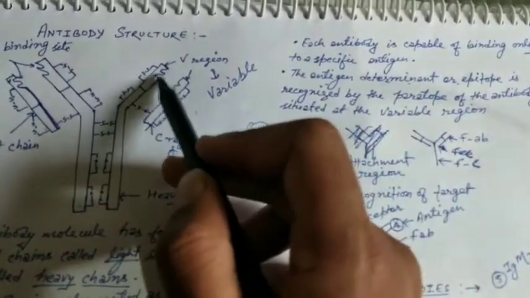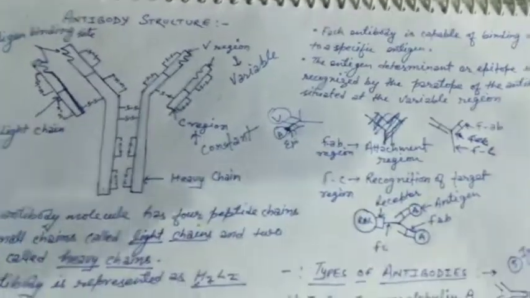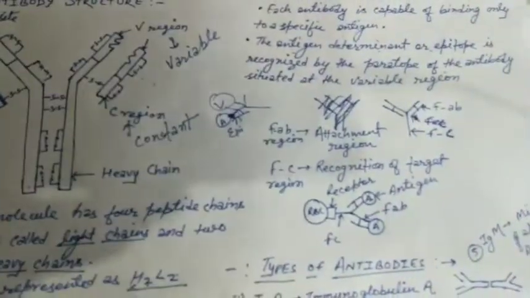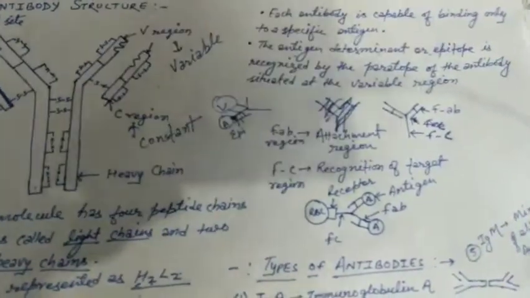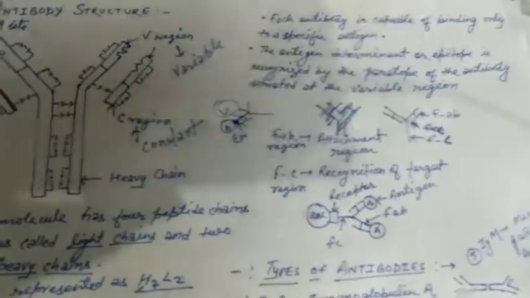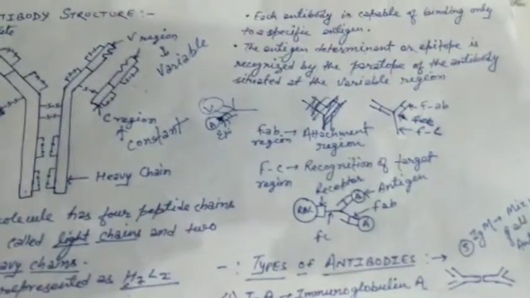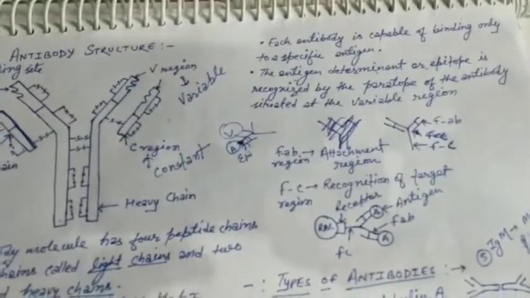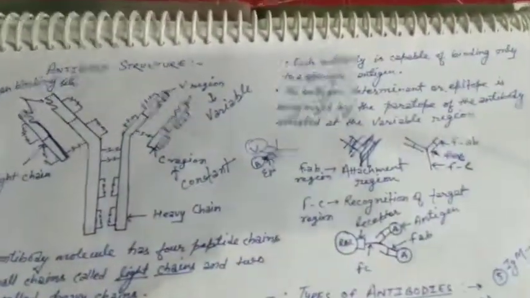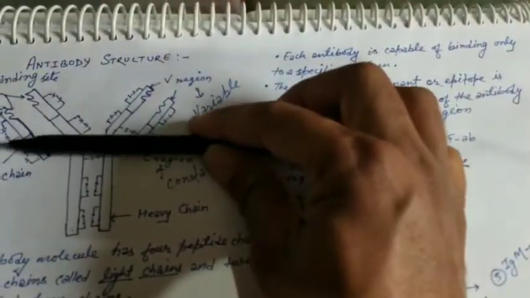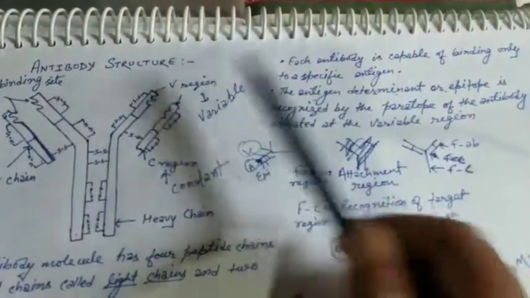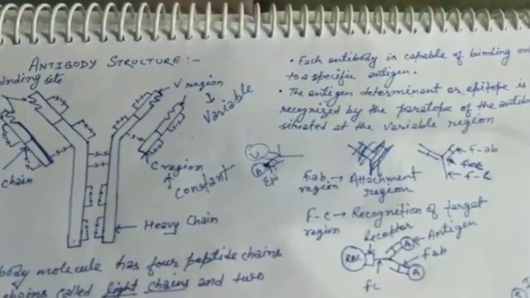ये वेरिएबल रीजन है ना, तो this variable region is also known as antibody binding region. So always the epitope or antigen determinant is recognized by the paratope. This region is known as paratope, the upper region. This region is known as paratope, and from this paratope an antigen is binded.